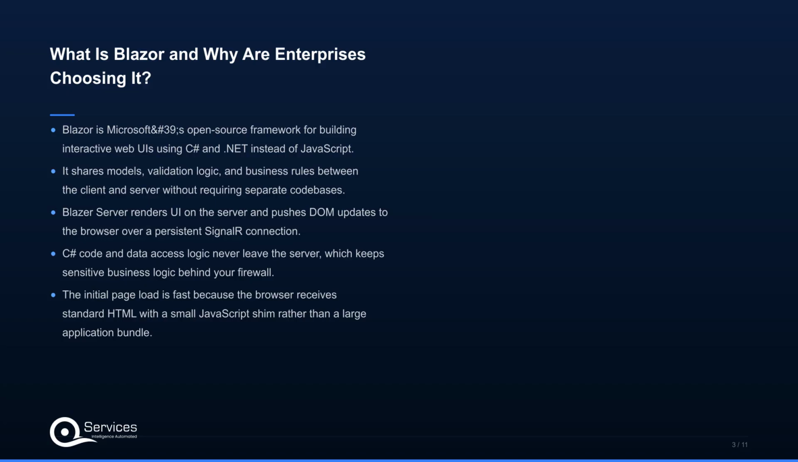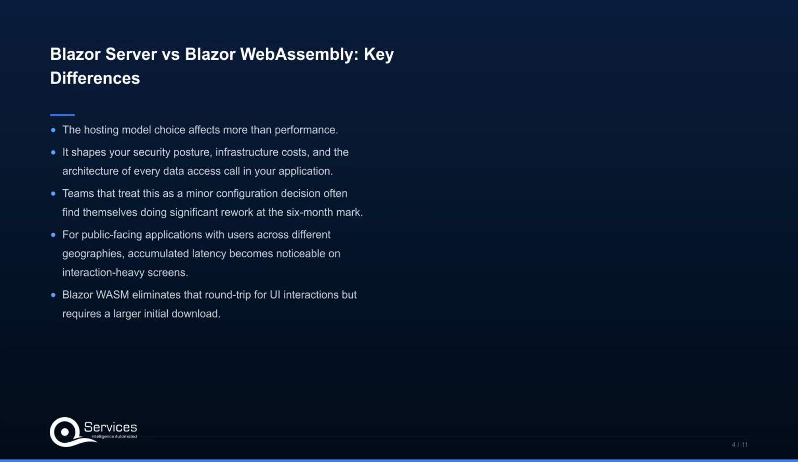Blazor Server renders UI on the server with SignalR. Blazor WASM runs C# directly in the browser via WebAssembly. Knowing this distinction upfront prevents costly architecture changes mid-project. Now, Blazor Server versus Blazor WebAssembly, key differences.